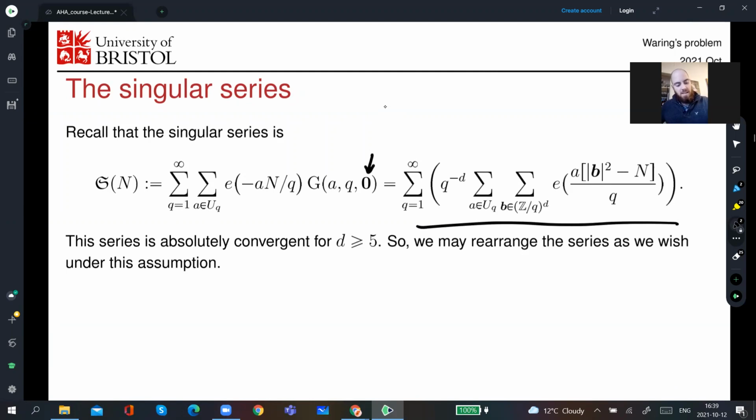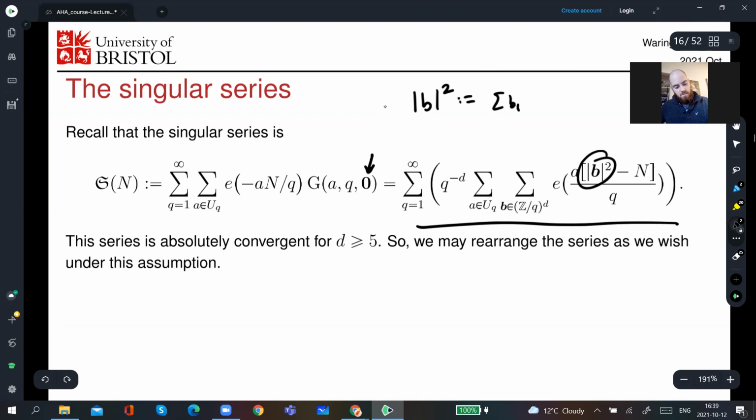Remember that even though b is in Z mod q to the d, this expression just means sums of squares. There is no absolute value on Z mod q. Not well defined, at least, and that's over all the coordinates.